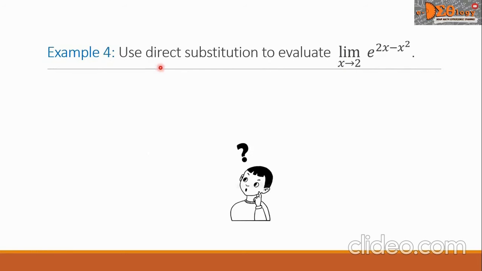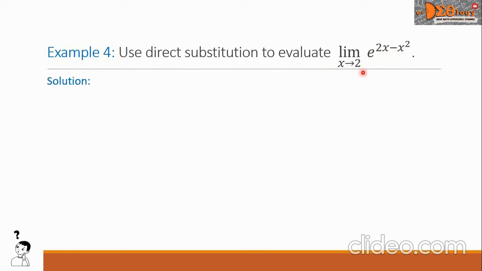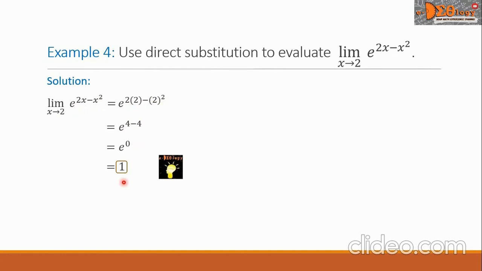Example 4. Use direct substitution to evaluate the limit of this function e raised to 2x minus x squared as x approaches 2. For our solution, let us copy our problem down here, and then let us substitute the number 2 to the x in the function. So we have now e raised to the quantity 2 times 2 minus 2 squared. This 2 times 2 is simply 4 minus the 2 squared is 4. And 4 minus 4 is 0. We can simplify the e raised to 0 as 1. This is our final answer.